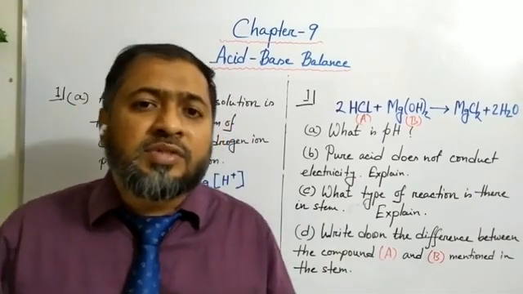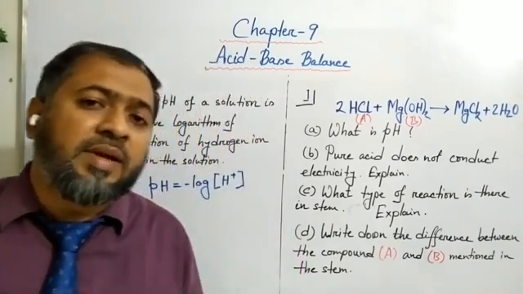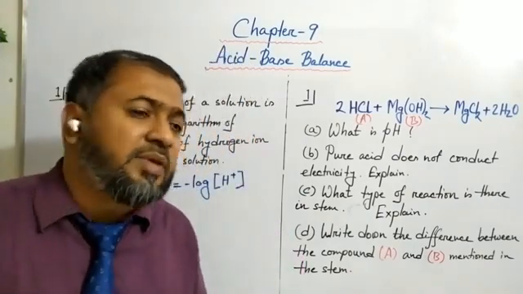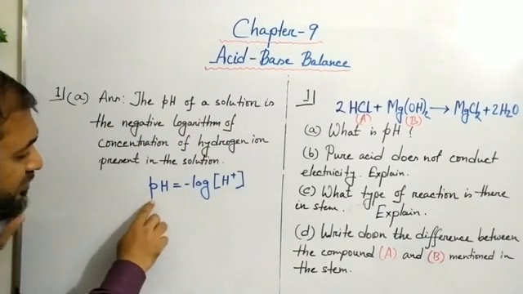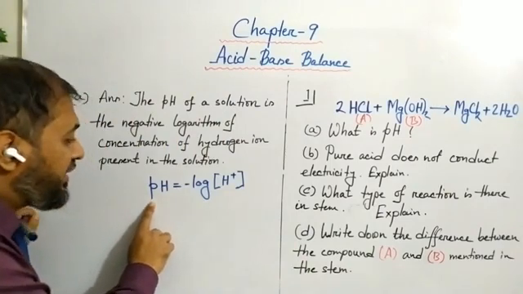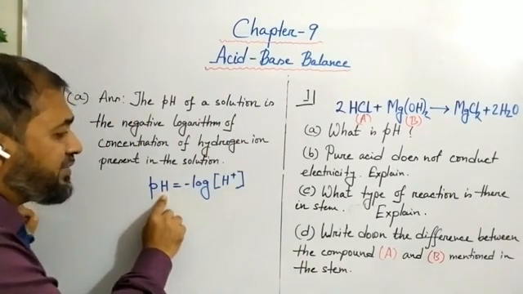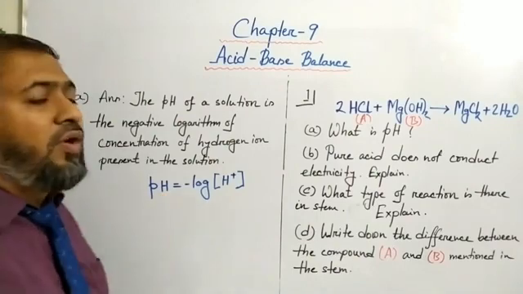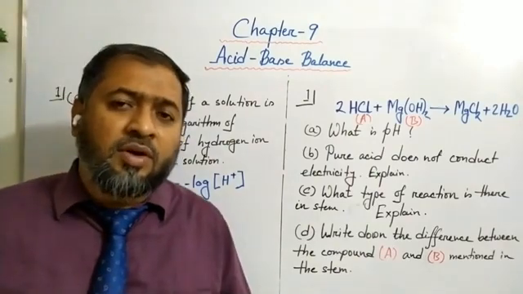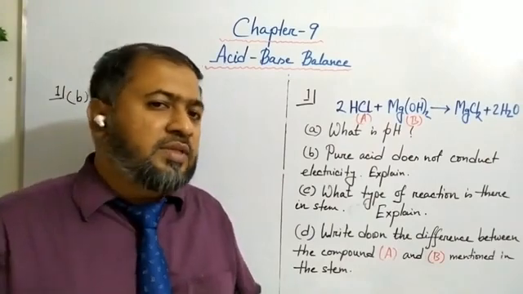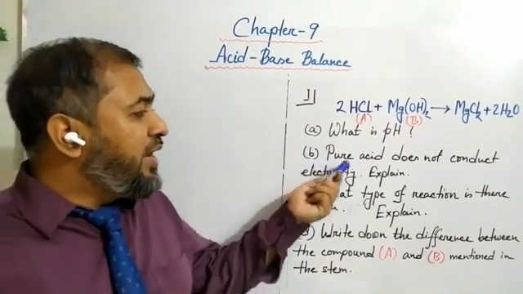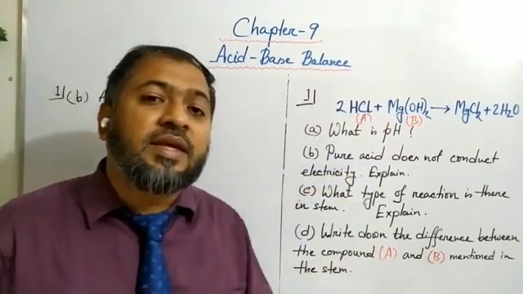Now I'm going to show you a very important thing you must remember: how you actually write pH. You must write p in small letter and H in capital letter. So that is all about the pH of the solution. Dear students, come to question B. Pure acid does not conduct electricity. Explain.